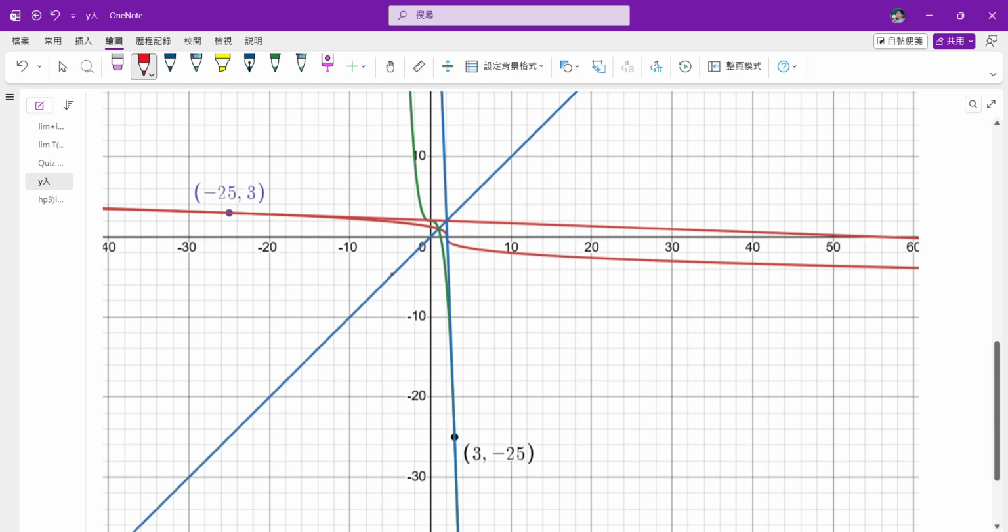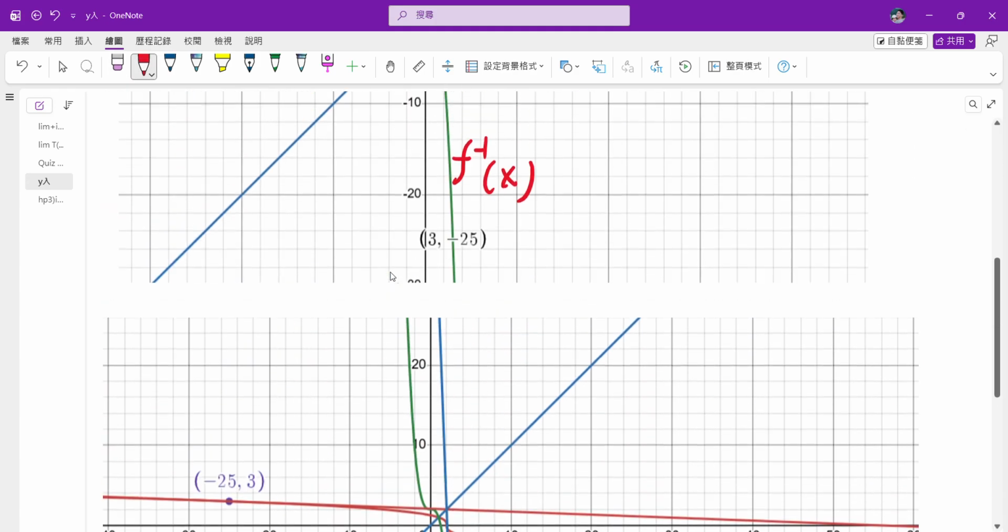So we have two tangent lines. One is tangent to this. Okay, we found the slope.